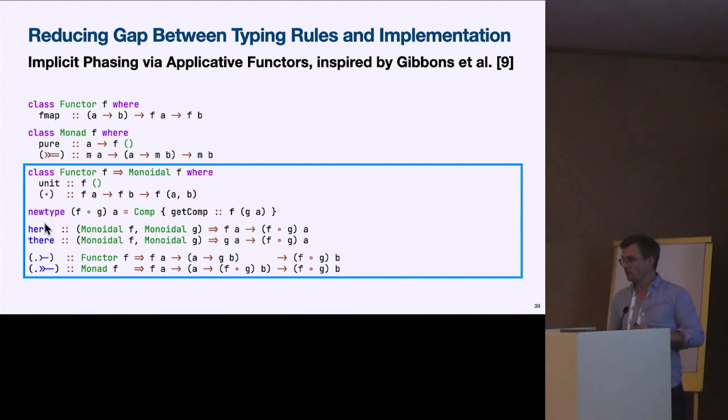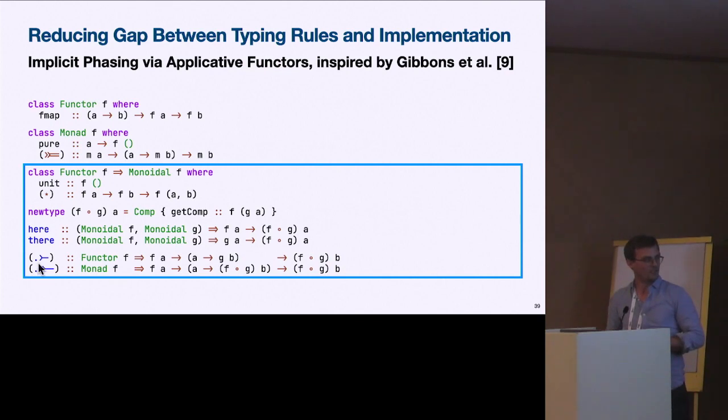The here computation says if I have a phase one computation, I can treat that as a multi-phase computation where F is the first phase and G is the second phase. And there can be used to inject a computation in phase two into a multi-phase computation.